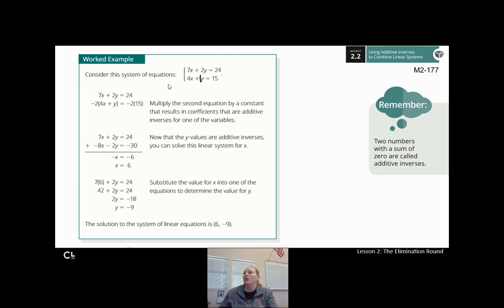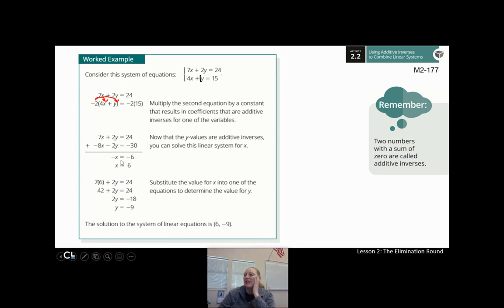Of course, you guys know that you do have to distribute. You know how that works, all of that good stuff. So -2 times 4x is -8x. -2 times y is -2y. And -2 times 15 is -30. And now, if we keep our original equation and we now take our new y equation, now we have additive inverses for our y values. Isn't that nice? So now I can add together my equations.